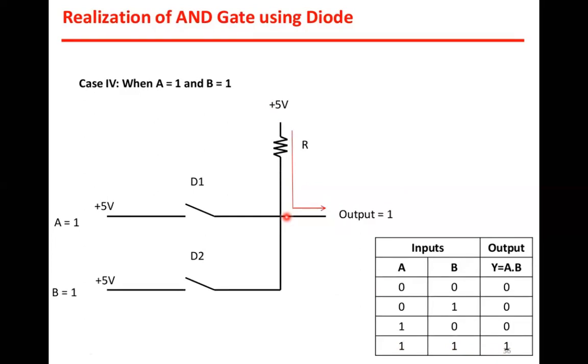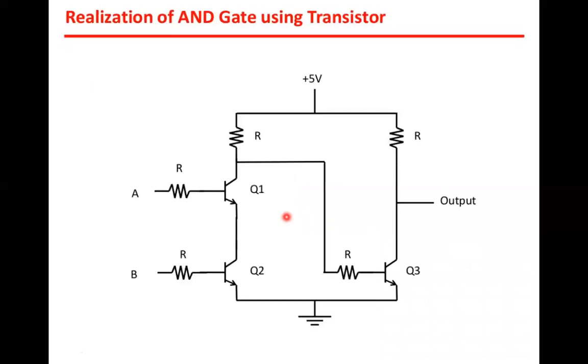So this is a circuit diagram of the construction of an AND gate using diodes. This is the construction of an AND gate using transistors. You can see that this is a Q1 transistor, Q2 transistor, and a Q3 transistor. We are measuring an output across this point and the ground. This is the supplied voltage, and these are the inputs A and B.